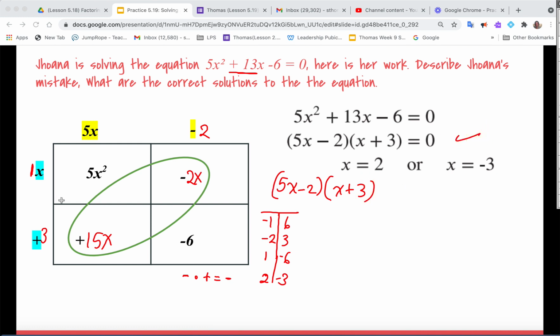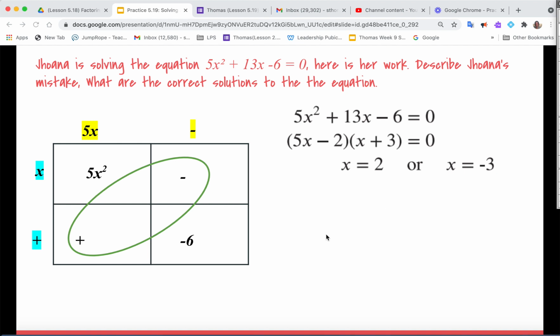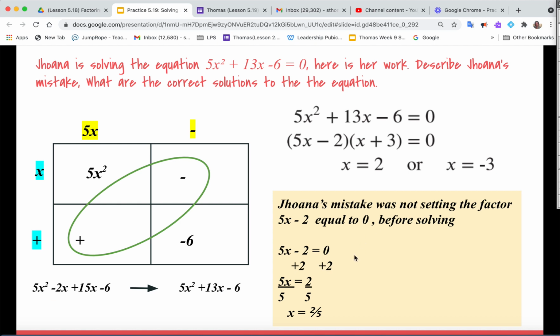So we're wondering, what did she actually do? And just to remind us, 5x squared minus 2x plus 15 is actually the same as 5x squared plus 13x minus 6, because we are combining our like terms to end up with positive 13x. So what was the mistake? Because we said that the factors are indeed correct. So since the factors are correct, what is Joanna's mistake?